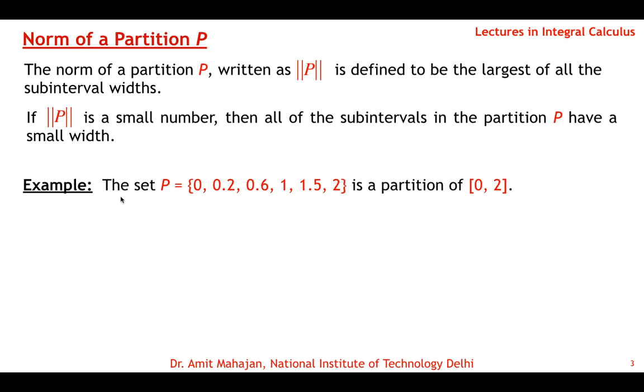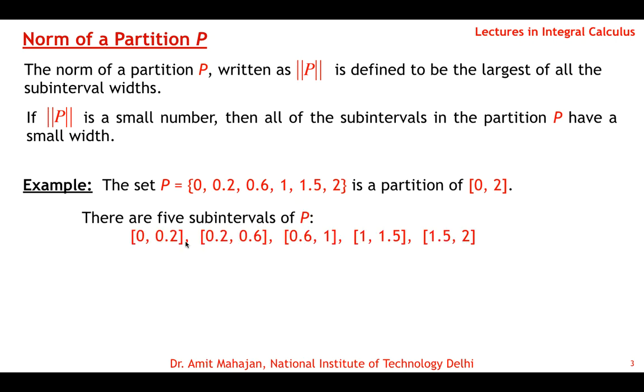So for example, say you are given this set P, which is a partition of the interval 0 to 2, by using the points 0.2, 0.6, 1, 1.5. So we can easily see what the subintervals are. The first subinterval will be 0 to 0.2, the second subinterval is 0.2 to 0.6, third is 0.6 to 1, then fourth is 1 to 1.5, and last is 1.5 to 2. So there are five subintervals, and we can easily calculate the width of each.